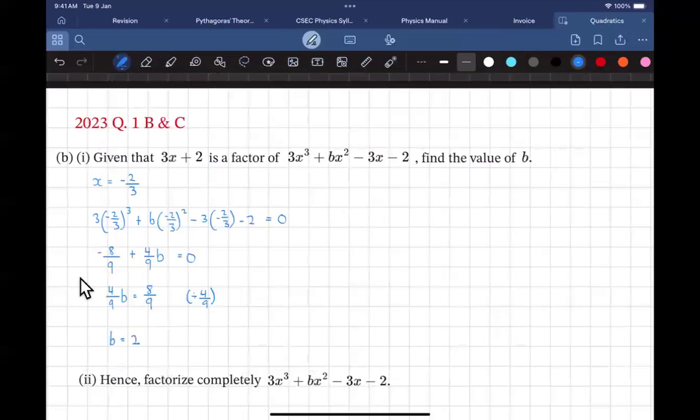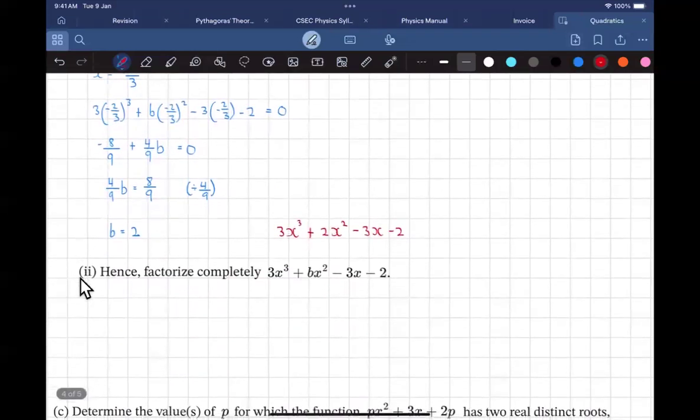So here what I'm going to do now is write the whole polynomial. The whole polynomial is actually 3x cubed plus 3x... 2x squared minus 3x minus 2. And in part 2, they say hence factorize completely.